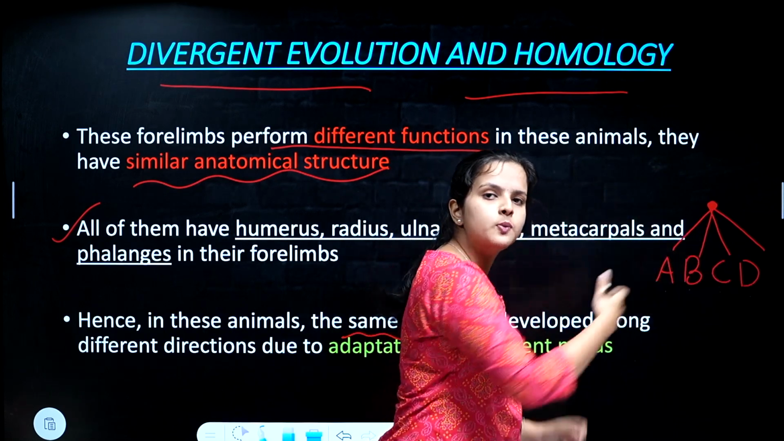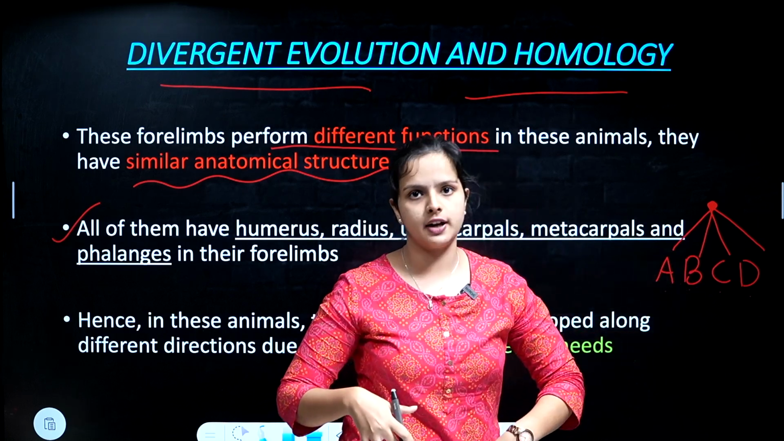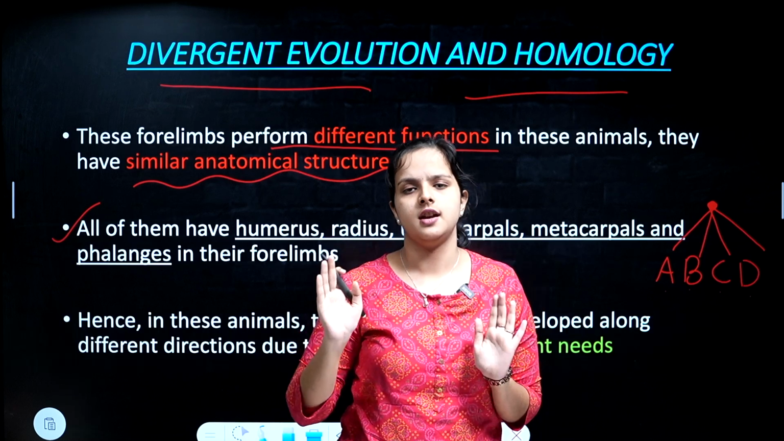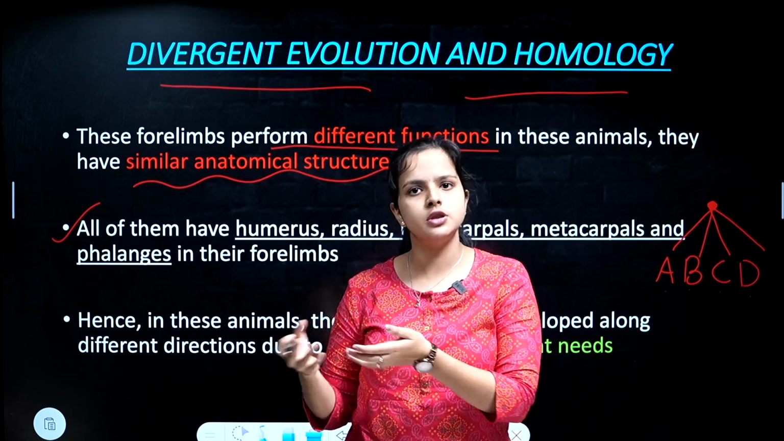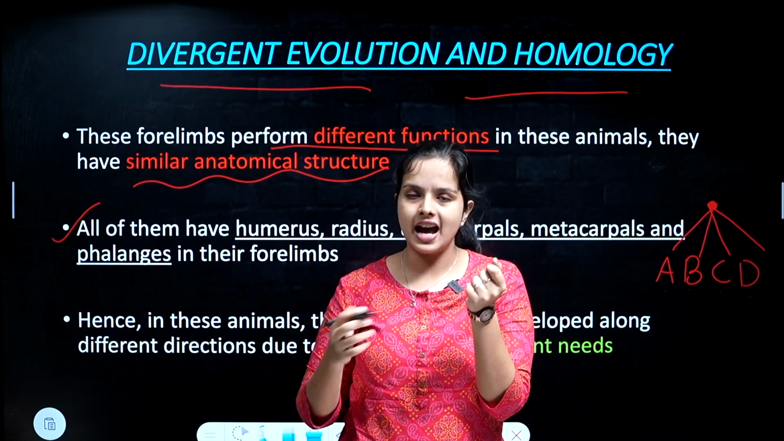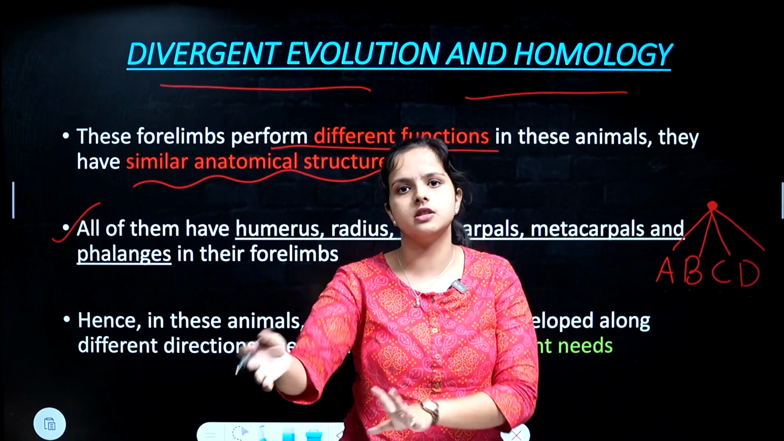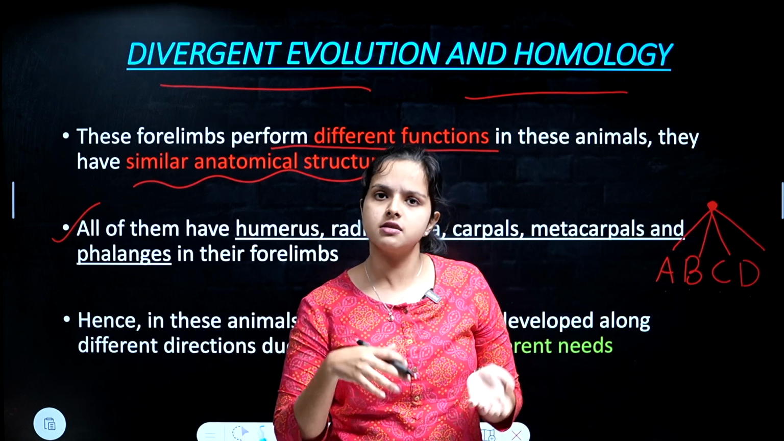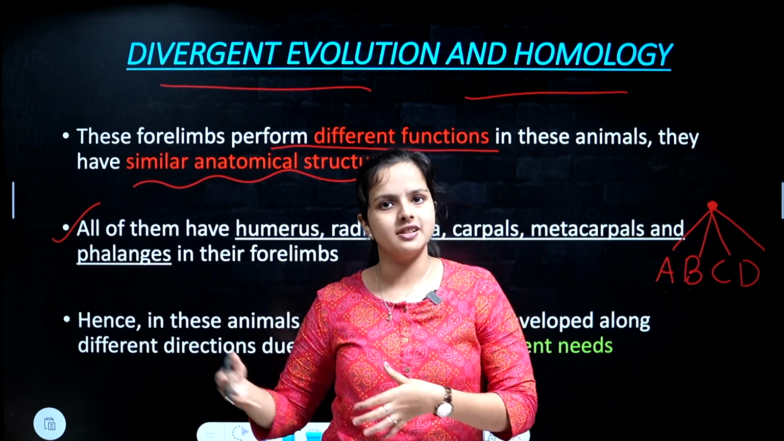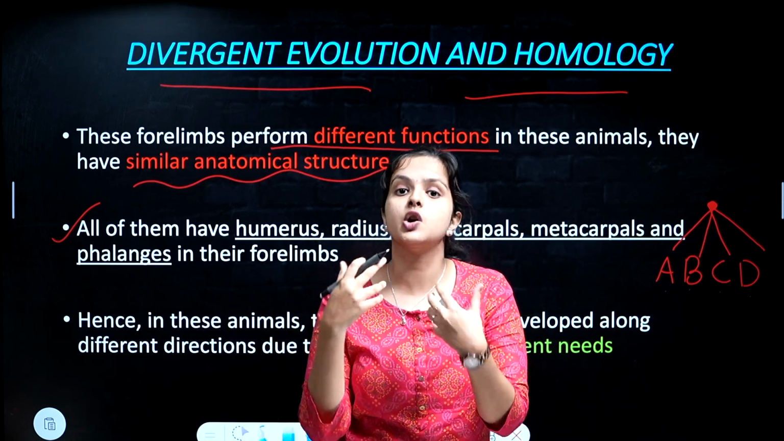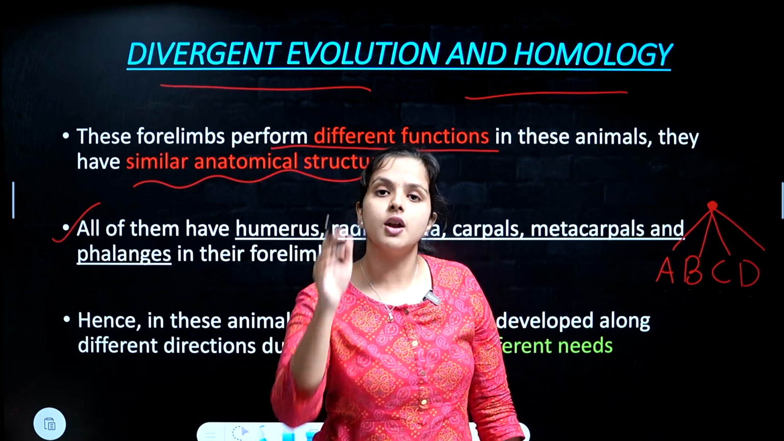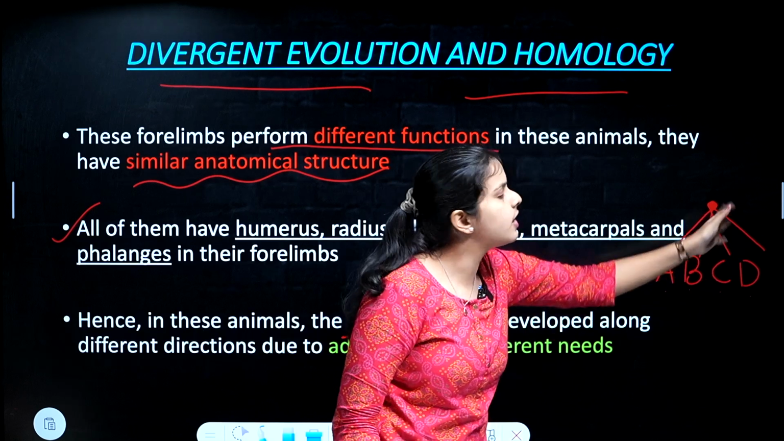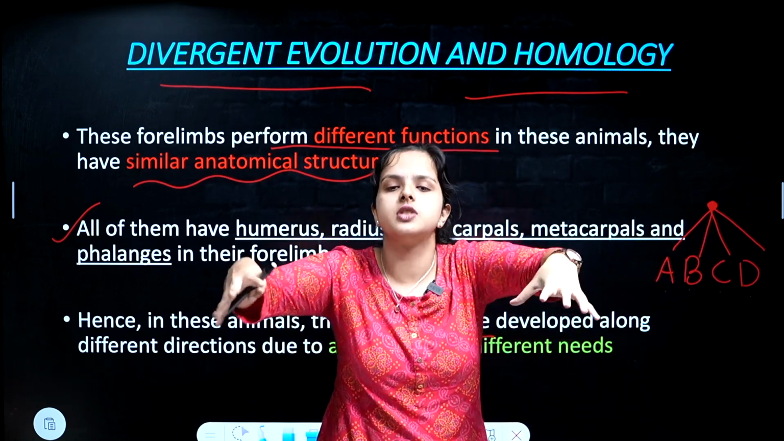Why did it go in different ways? It went in different ways because our needs were different. In the case of a human, we don't have to catch prey, but instead we have to do a lot of other things. A cheetah doesn't have to use a laptop or write, but it has to catch its prey. A bat does not have to write or catch prey, but instead it has to fly. So each one of us had different needs, different requirements, so different adaptations. In order to adapt to different environments, we from a single point went in four different ways. We diverged into four different ways.